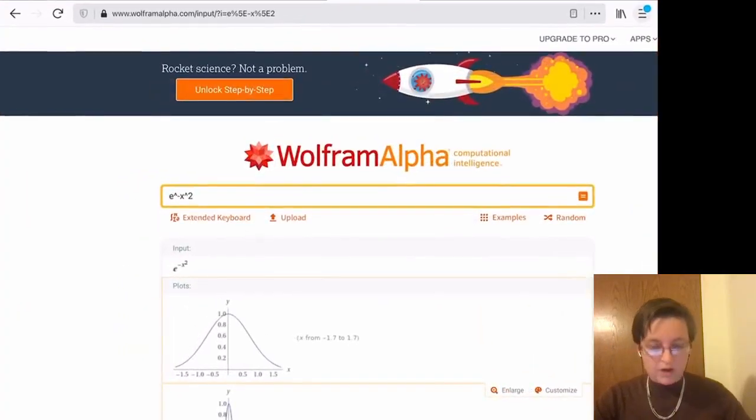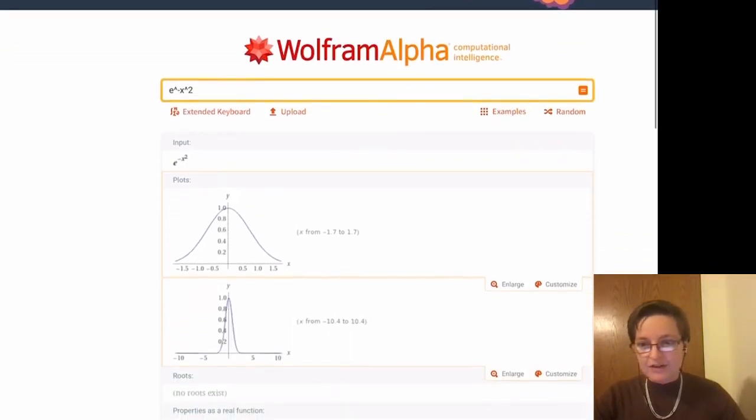Wolfram Alpha is one of my favorite websites, and what's really nice is you can just type into Wolfram Alpha any function that you want, and it'll plot things for you. So here I've typed in e to the negative x squared.